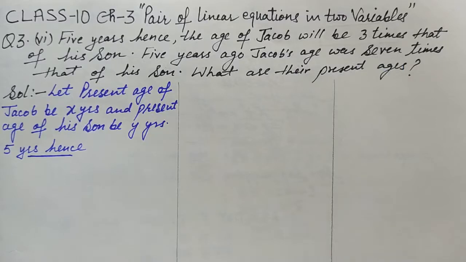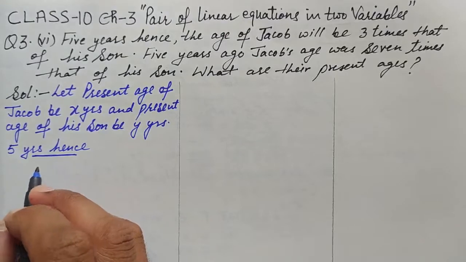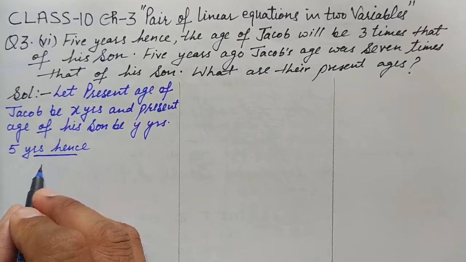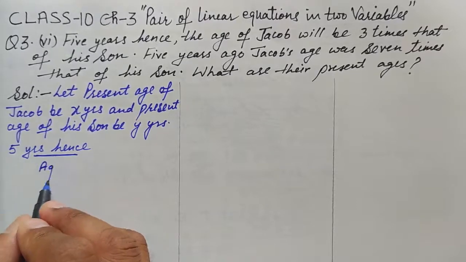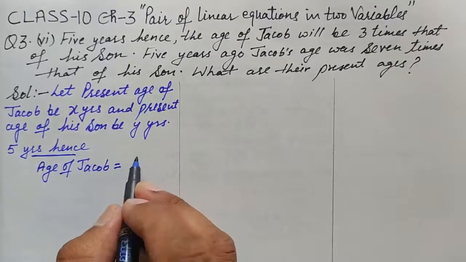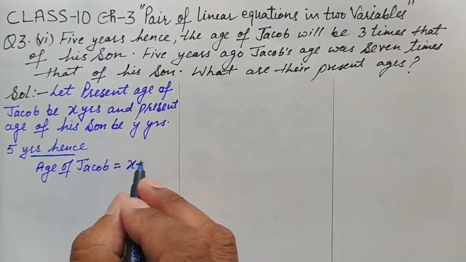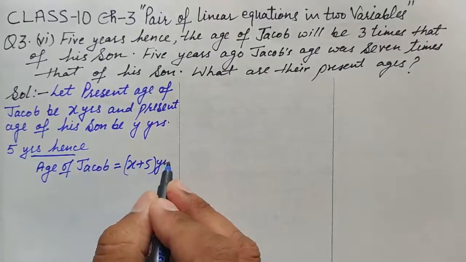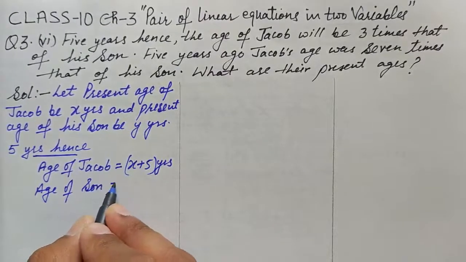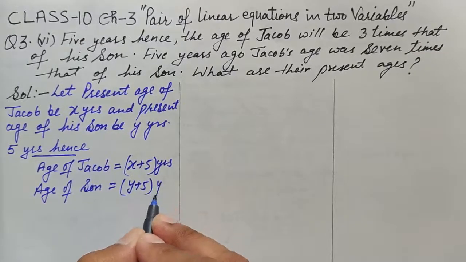So first condition, let's see, 5 years hence. First of all, find out the ages of Jacob and his son 5 years hence. So we'll write the heading 5 years hence. Age of Jacob: if present age is x, then after 5 years it will be x plus 5 years. Age of son: present age is y years, so after 5 years it is y plus 5 years.